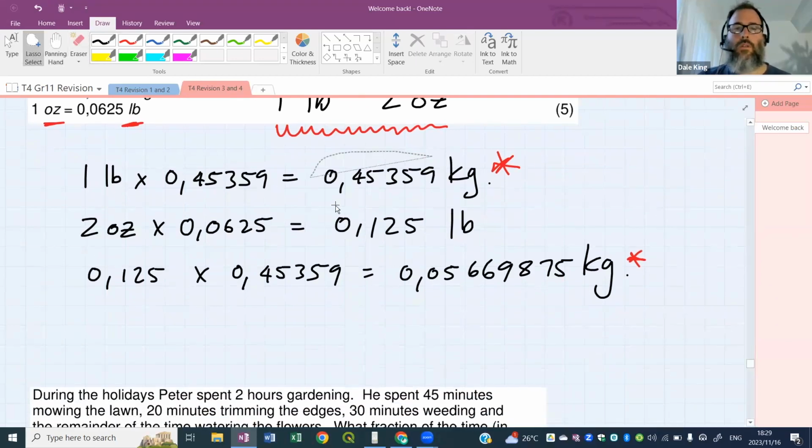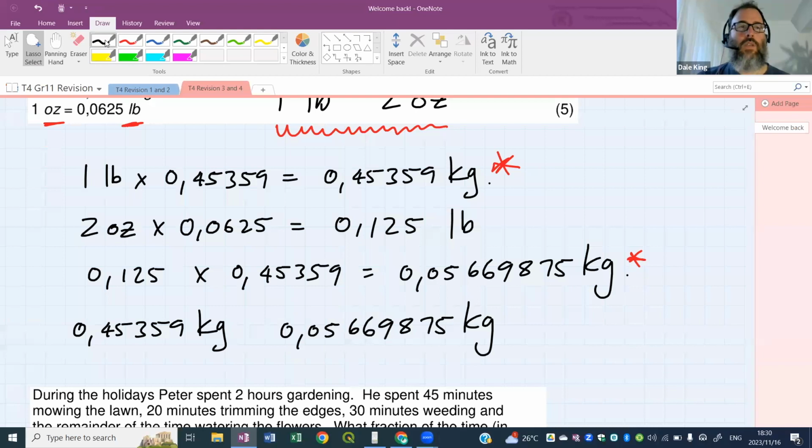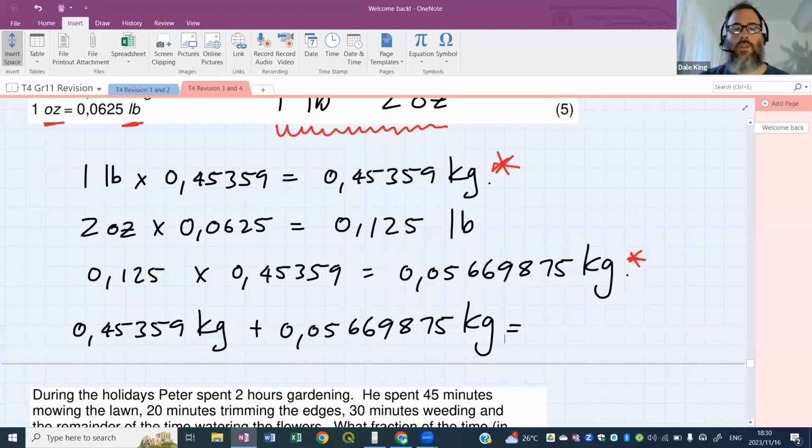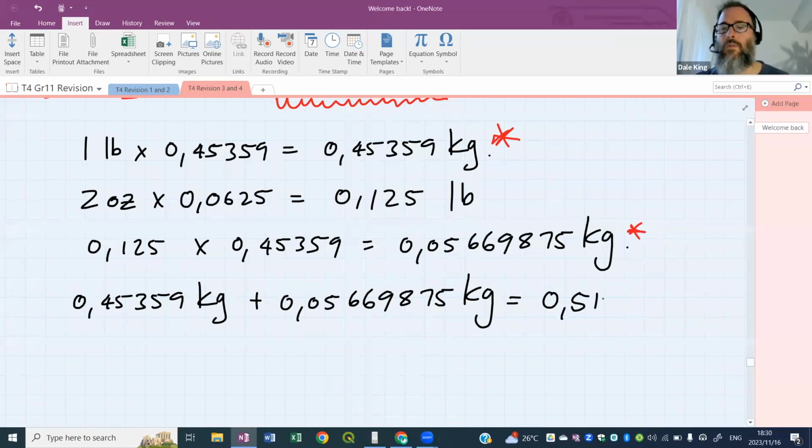I'm just going to copy and paste here because I'm lazy like that, and add up the kilograms. We add these two together, and then you should get your final answer in kilograms from there. So I'm going to take what's on my screen and add it to the 0.45359, and that gives me 0.510288750 kilograms. All right, and are we done?